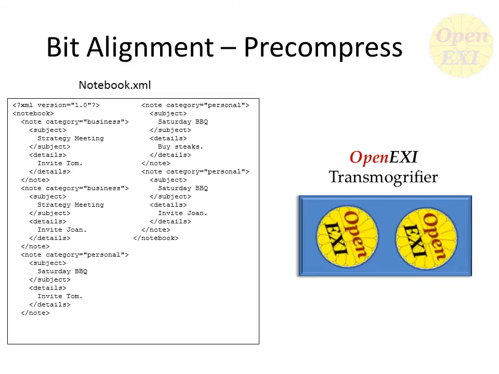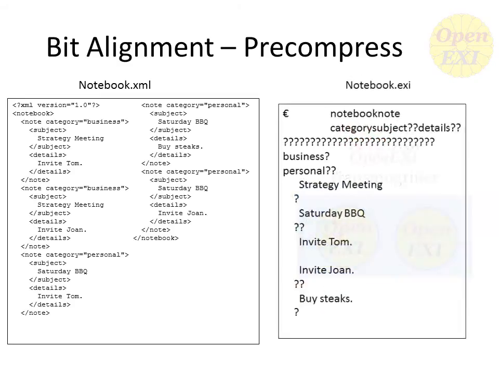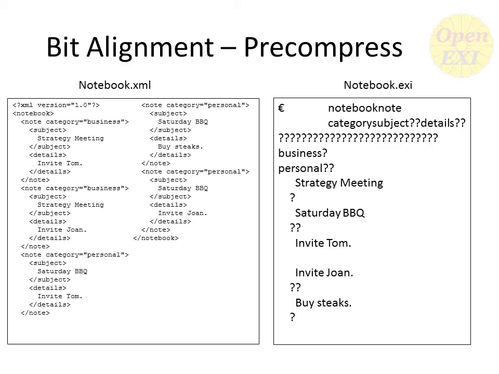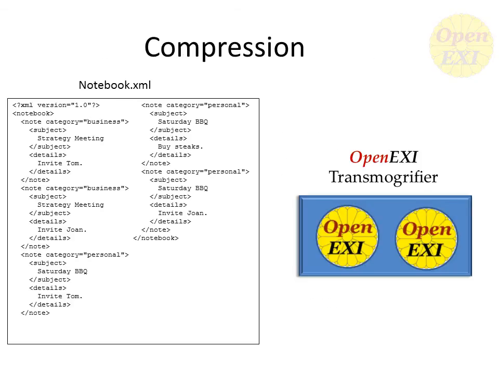Looking at this pre-compressed version of notebook.xml, you can see that the structure information appears first. Next are the values for the attributes. All of the subject values are grouped together, and finally all of the detail values. When the file is decoded, the EXI reader takes a value from the top of each channel as needed to reconstruct the original file. While not an alignment in and of itself, compression is related to bit alignment because the option dictates that EXI files be arranged in channels and not bit-packed.